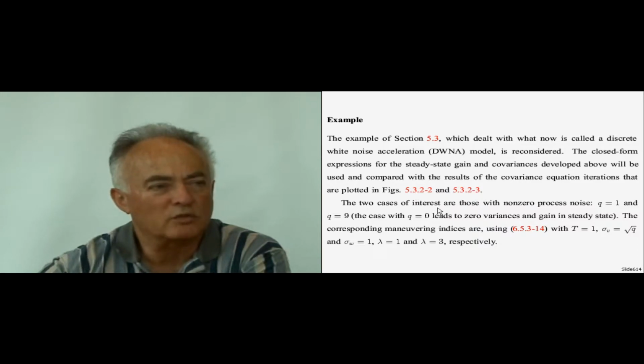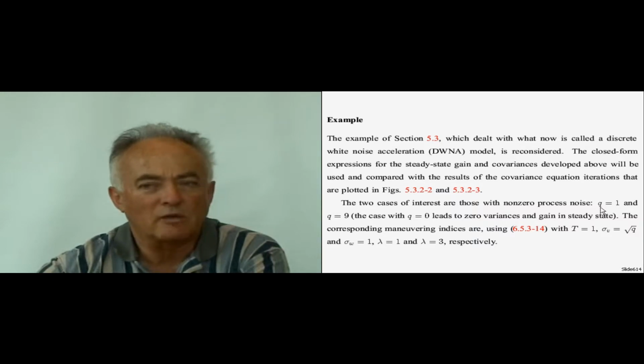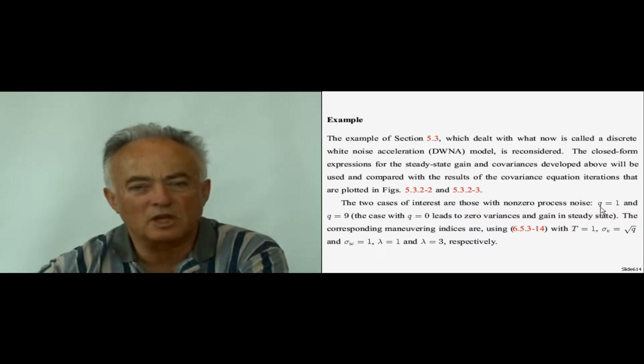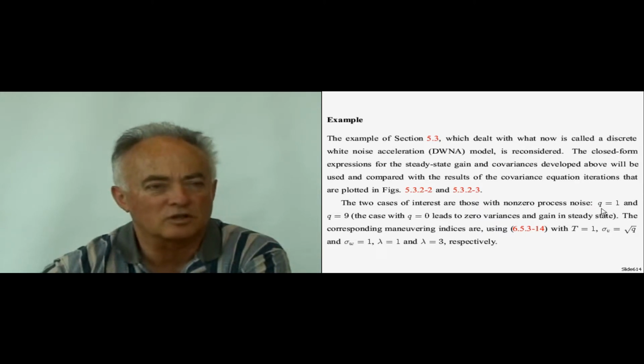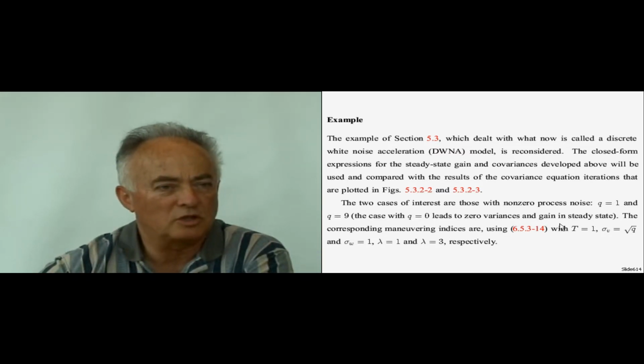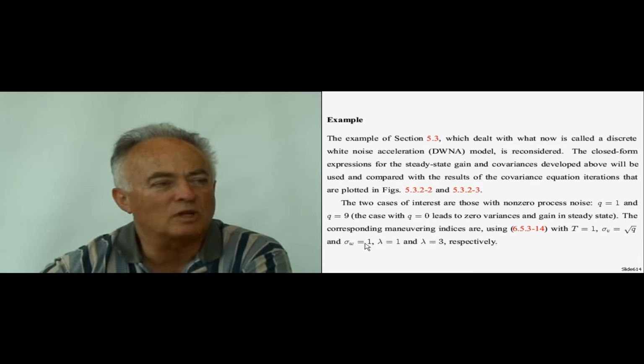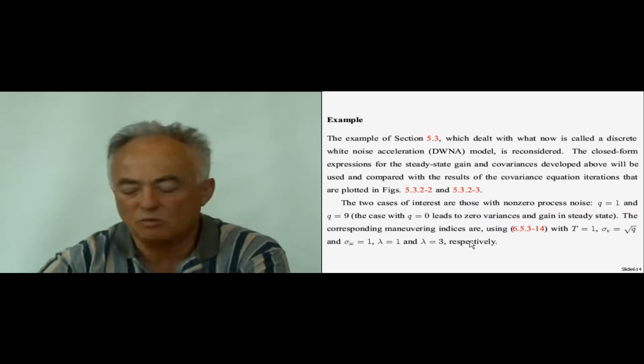For two cases of interest, we have to use the non-zero process noise. Remember, the gains go to 0 if there is no process noise or the process noise intensity is 0. We take the cases Q equal 1 and Q equal 9. The Q equal 0 is of no interest in steady state because nothing happens. The maneuvering indices for these two values, with sampling interval 1, sigma v being square root of Q and sigma w being 1, are lambda 1 and lambda 3 respectively. So they are relatively high maneuvering indices.